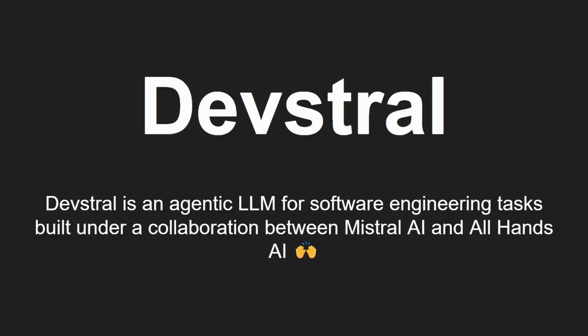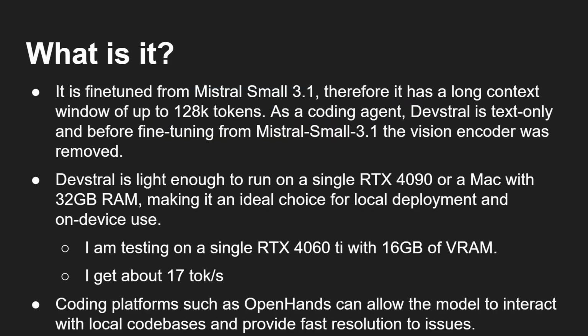So Devstral is an agentic LLM, large language model, for software engineering tasks. It was built under a collaboration between Mistral AI and All Hands AI, and we'll talk more about those in a minute. Now, what is it? It's a fine-tuned version of Mistral Small 3.1, which means it has a long context window of 128,000 tokens. Now, because it's a coding agent, Devstral is text only, and before the fine tuning from Mistral 3.1, the vision encoder was removed, meaning that the parameters are used just for the coding tasks.